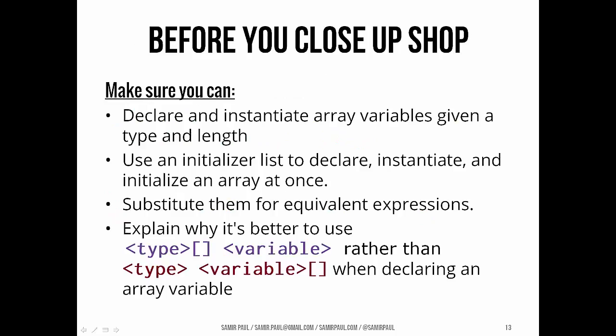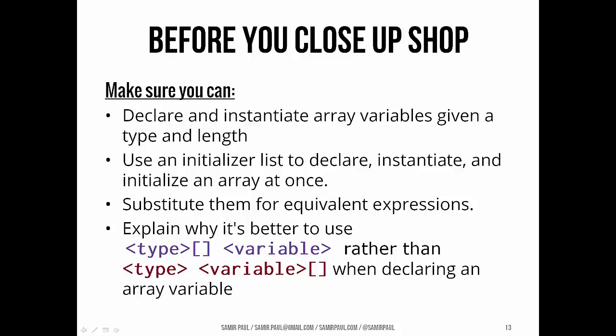Okay, before you close up shop, a couple things you want to be able to tell me. You want to be able to declare and instantiate array variables given a type and a length. So what type of thing do you want to put in this array and how many slots do you want to have? Make sure you can use an initializer list. That was what we saw in the curlies, where you declare and instantiate and initialize all at once. Think about how you translate between an initializer list and a regular declaration and instantiation followed by initializing using a loop. All right, so think about how you would translate between two equivalent sets of expressions to do those things.